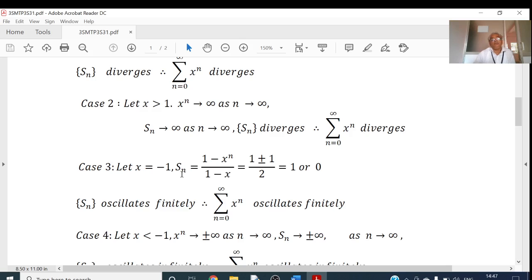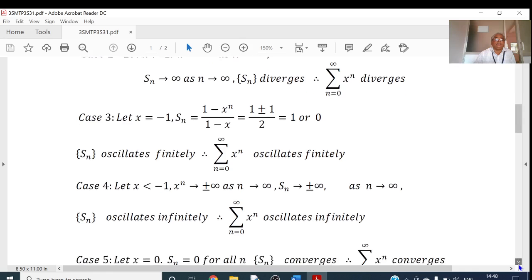So if I take the limit of Sn, then I am getting Sn tends to 1 or 0. That means the sequence Sn oscillates finitely. Therefore, the given series also oscillates finitely. So if x equals minus 1, the given series oscillates finitely.